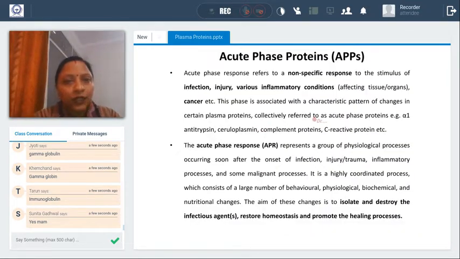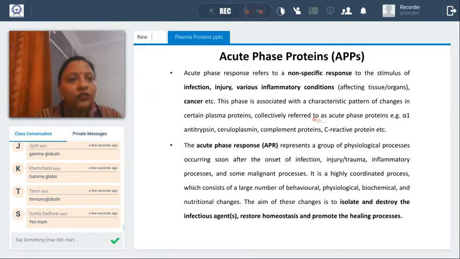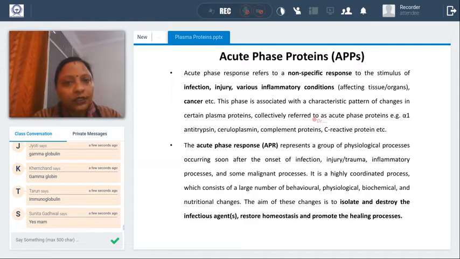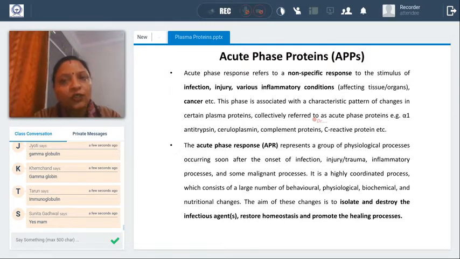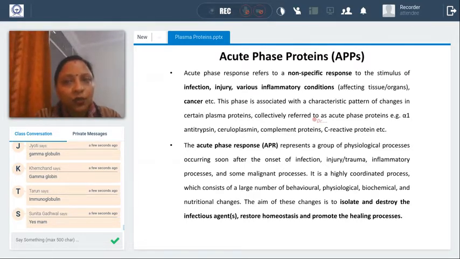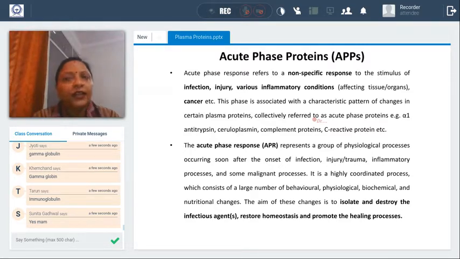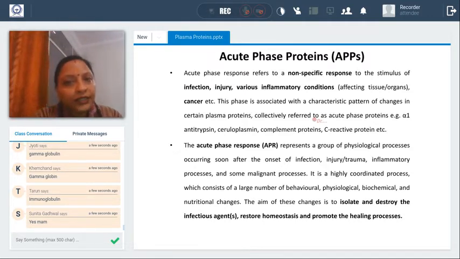Another category of plasma proteins are acute phase proteins. These proteins are very important for the diagnosis of various diseases. So, acute phase response and acute phase proteins are two terms. Acute phase response refers to a non-specific response. Please remember, this is a non-specific response to the stimulus of infection, injury, various inflammatory conditions affecting tissue or organs, or cancers, etc.